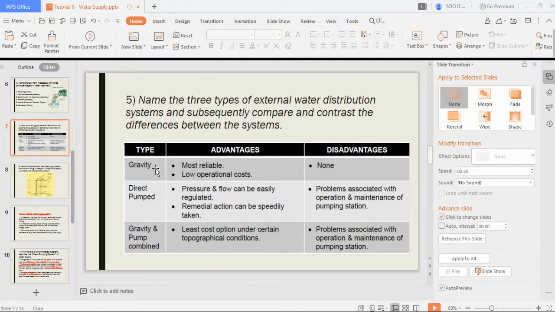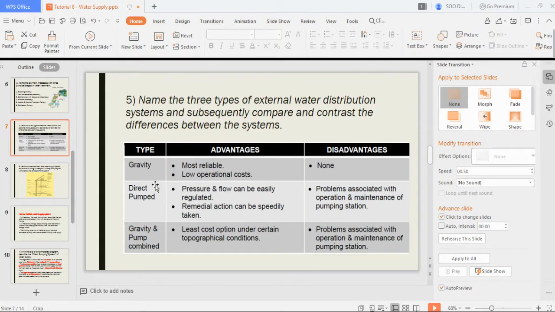So for this sort of water distribution system, when you are using gravity, you want to have your storage tank at a very high level. Usually it will be a concrete structure or a steel structure. Usually there are not many disadvantages to it, and the advantage of using a gravity type of water distribution system is that it is very reliable because gravity will not fail us, and it usually has a very low operating cost because you do not need a pump as compared to the other 2 methods.